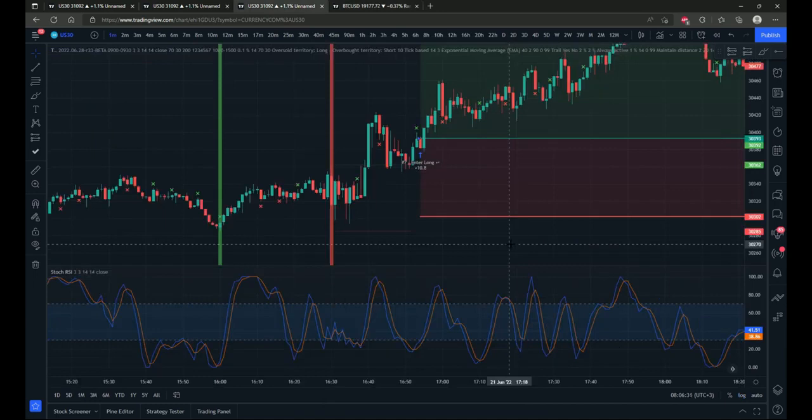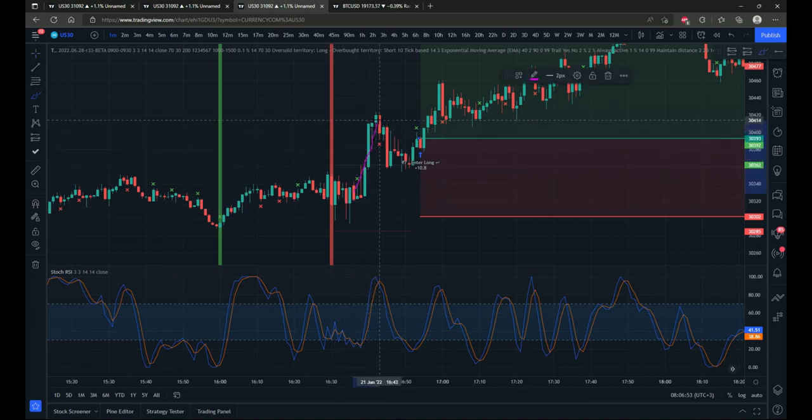Now here's a visual of the time range breakout strategy. As you can see, this marks out a time range and then identifies the price range during that time slot. The strategy will wait for a breakout of that range and then look for a trade in the direction of that breakout. So here you can see we get a breakout to the upside.